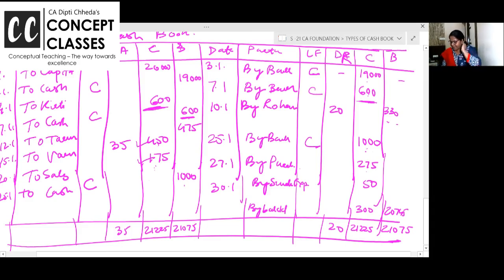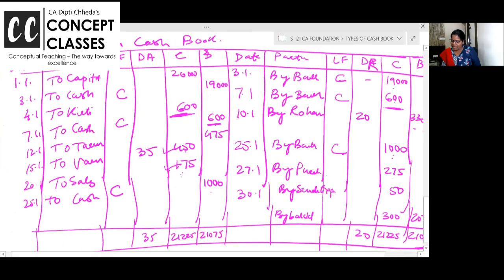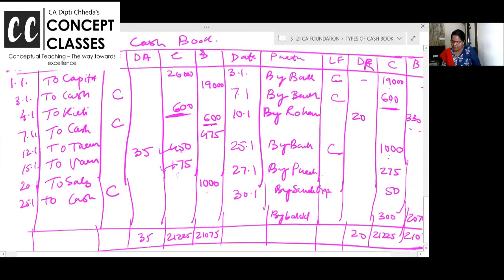And next, in the cash book, see: Kirti gave a check on 4th. I wrote it in the cash book. On 7th, when I deposited in the bank, bank debit, cash credit. And between cash and bank, whatever transactions are there, they are called contra transactions. Contra transactions. Clear?